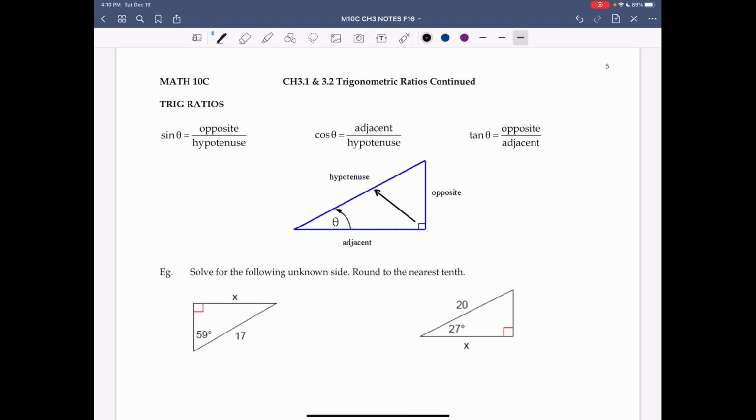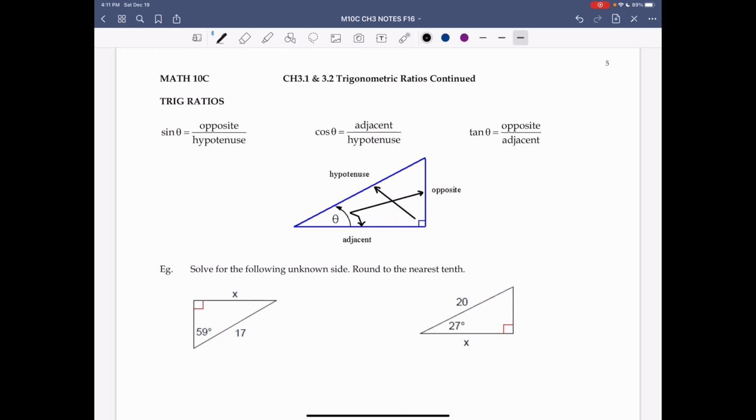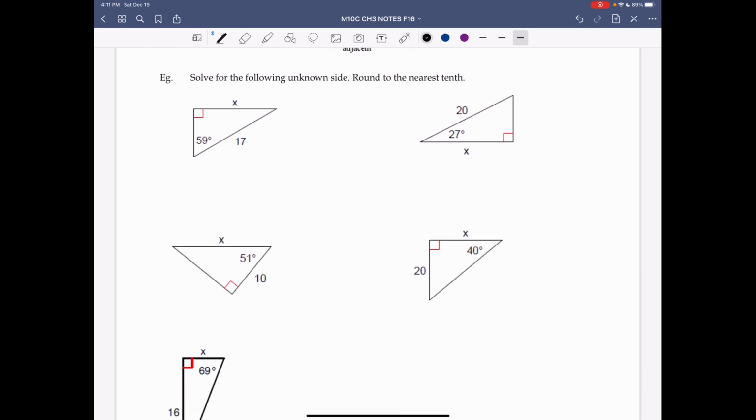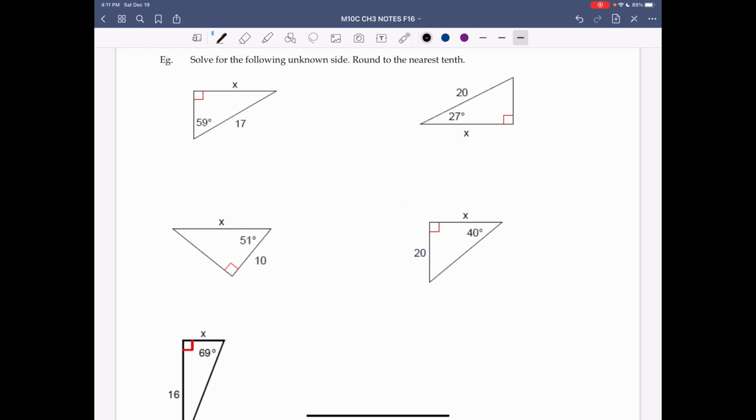The opposite side is across from our angle of interest, and the adjacent side is touching the angle of interest but not the hypotenuse. We know that we can solve for a side length of a right triangle if we have the other two sides using Pythagorean Theorem. If we have an angle and one side, we can solve for another side using a trig function. We're going to do that here.